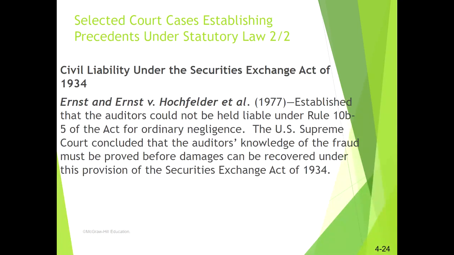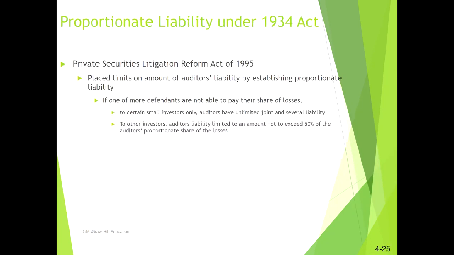Under the Securities Act of 34, there was another case. So Ernst & Ernst was the predecessor to EY a long time ago. And this basically established that auditors couldn't be held liable under this Rule 10b-5 for ordinary negligence. In this case, knowledge of the fraud had to be proved. The auditors had to know about it before you can recover under these provisions. Okay, so we'll work our way through here. And especially when we get to the next learning objective, we'll compare the requirements for those two.